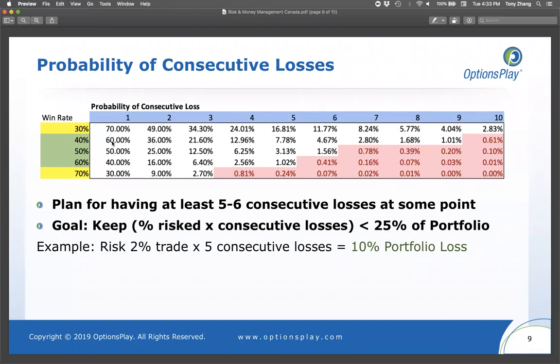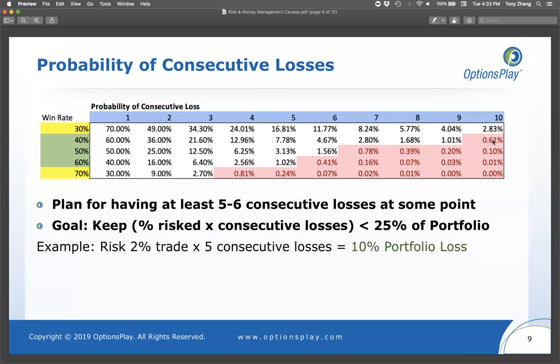But as you can see, if you have a 40% win rate, to have 5 consecutive losses, you have about a 7% chance of that happening. At 9 consecutive losses, you have about a 1% chance of it happening. You have less than a 1% chance of having 10 consecutive losses in a row.